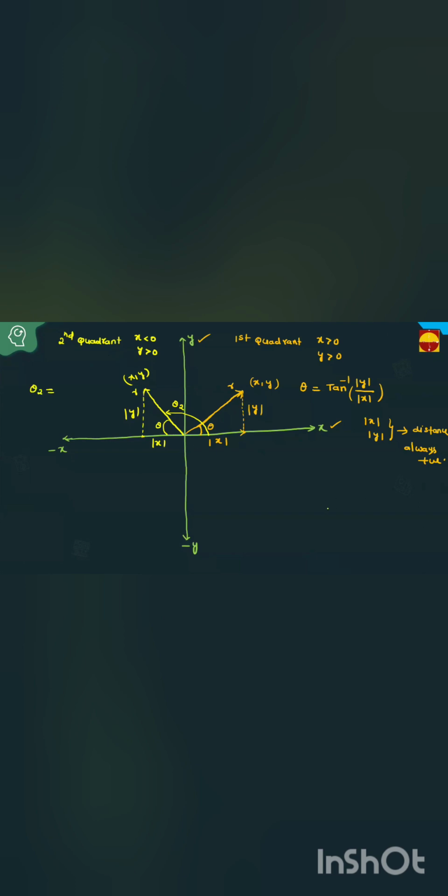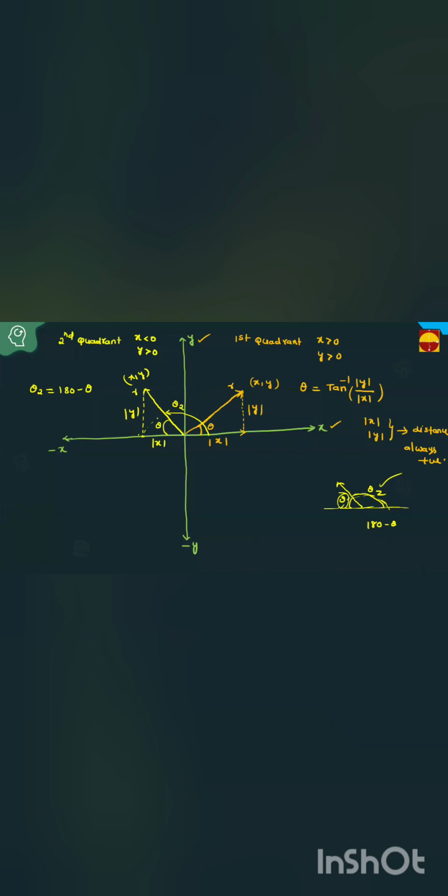This total is 180 degrees. In this 180 degrees, this is theta 2, students. You calculate theta. This is theta. From this total 180, you subtract theta, and you can get theta 2. Then I am writing theta 2 equal to 180 minus theta. Correct or not?